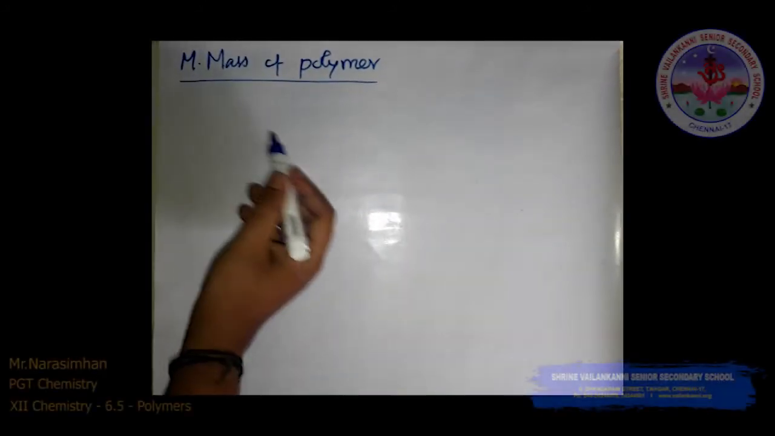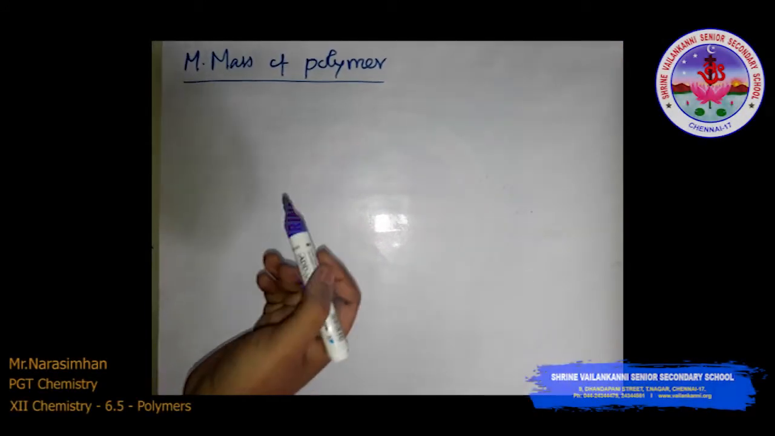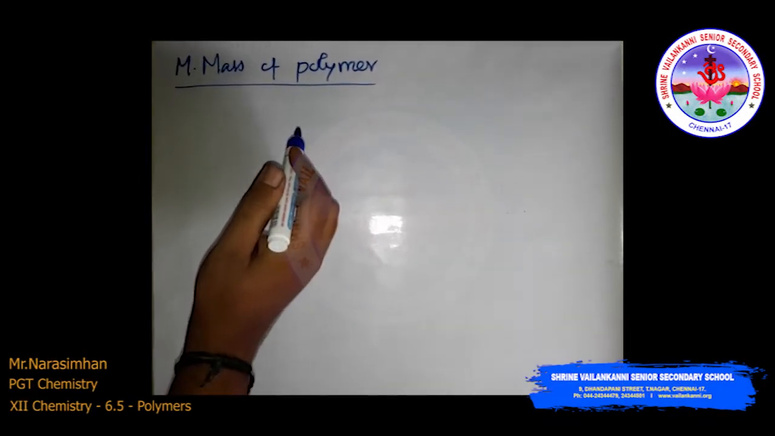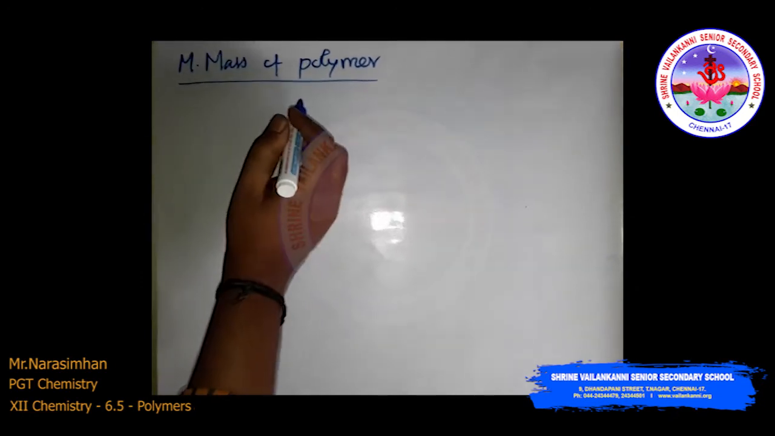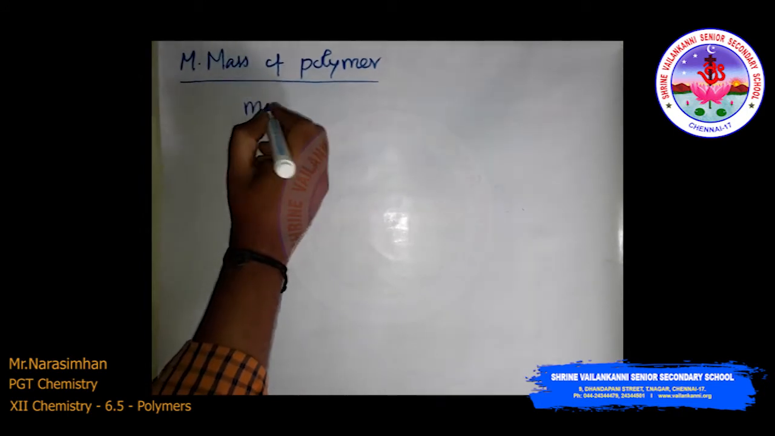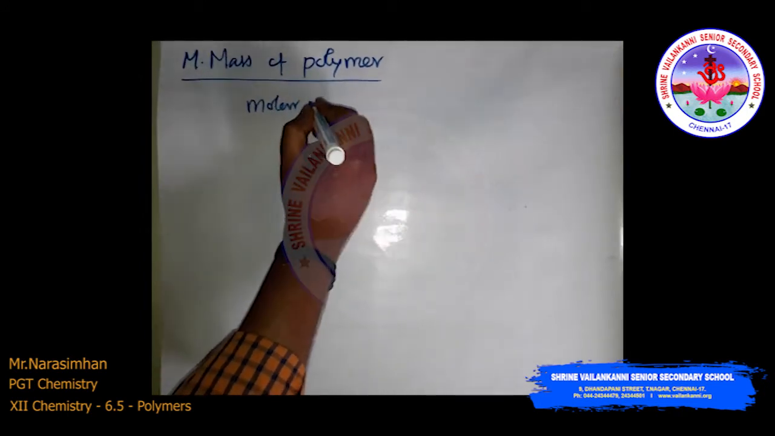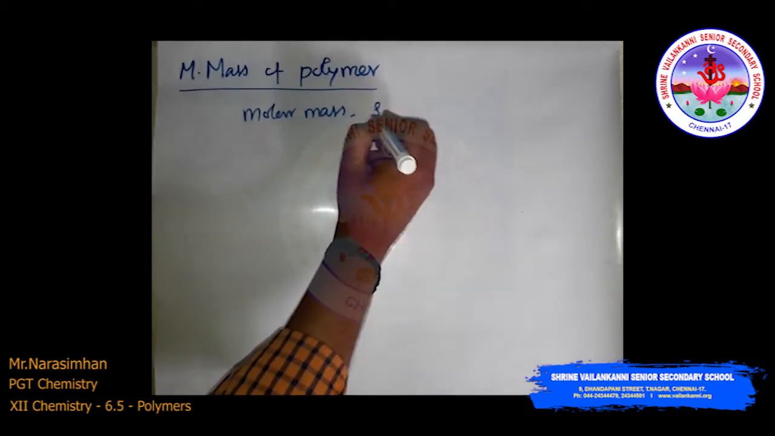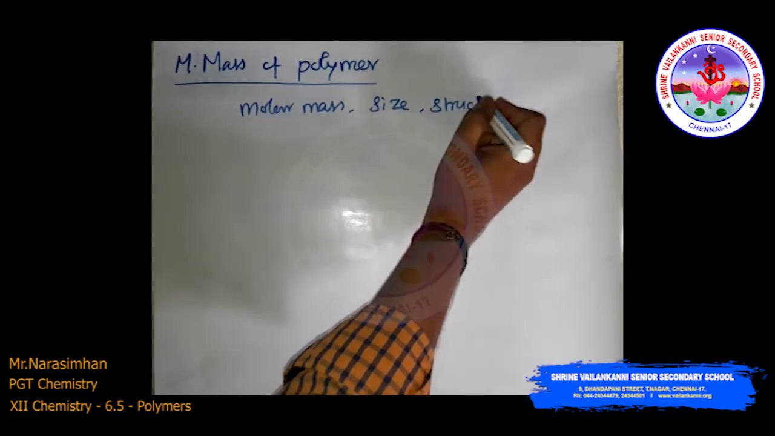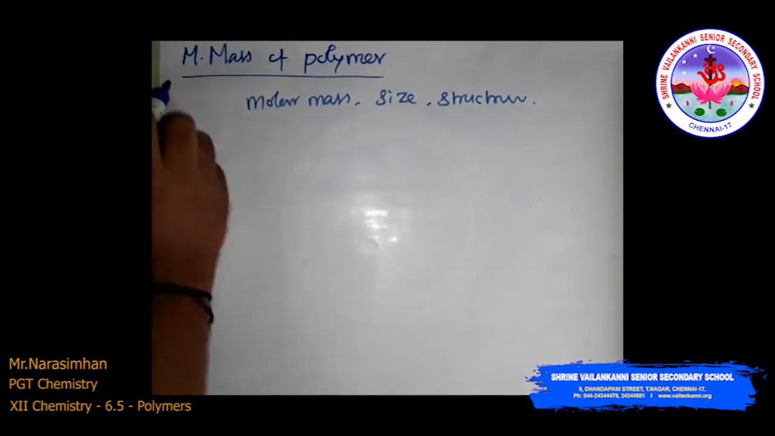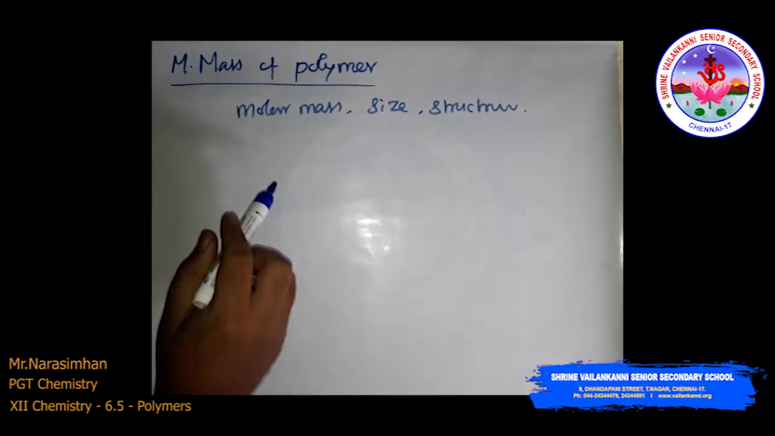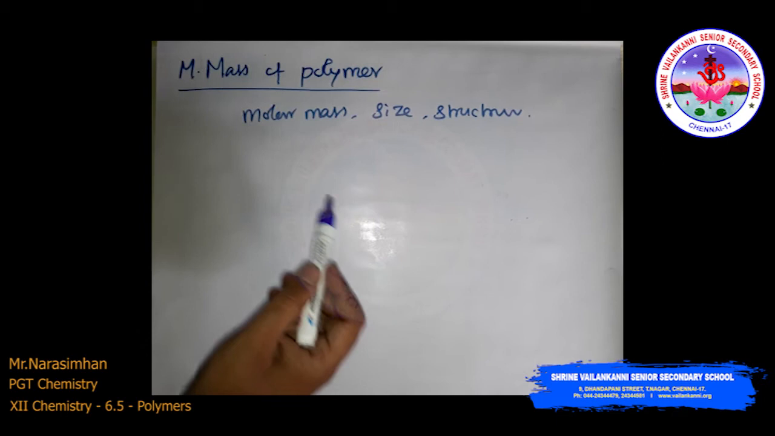Next is the molecular mass of polymer. The properties of the polymer are closely related to their molar mass, that is the molecular mass, size, and structure. So these are very closely related to the molecular mass of the polymer.